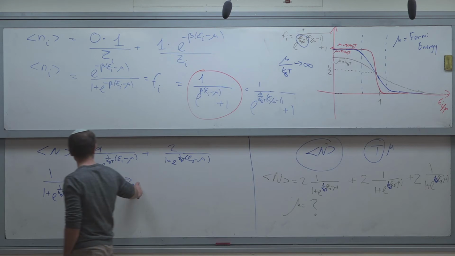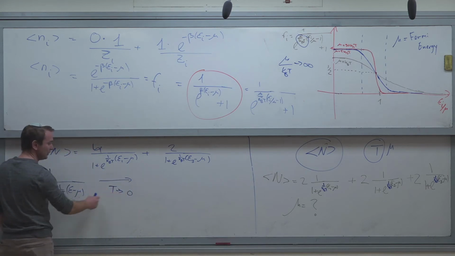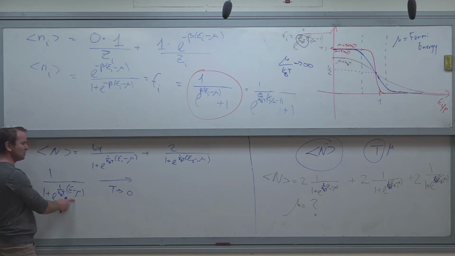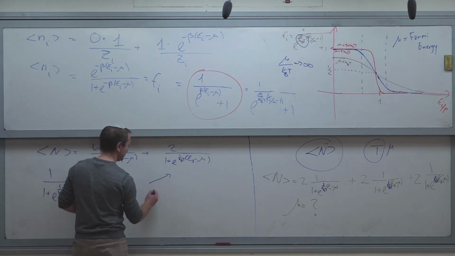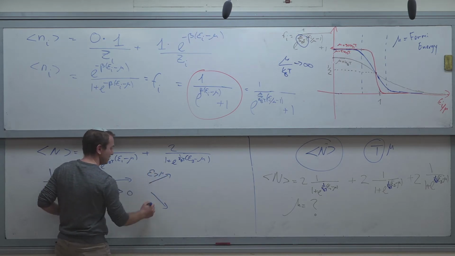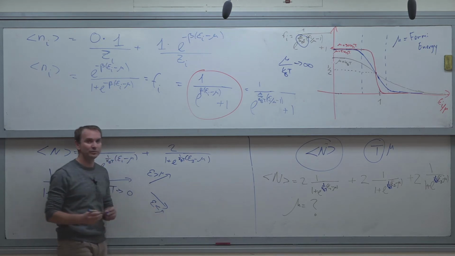Now when T goes to 0, it somehow reminds me of your last quiz. When T goes to 0, I have 2 options. One option is epsilon larger than mu, and the other option is epsilon smaller than mu.